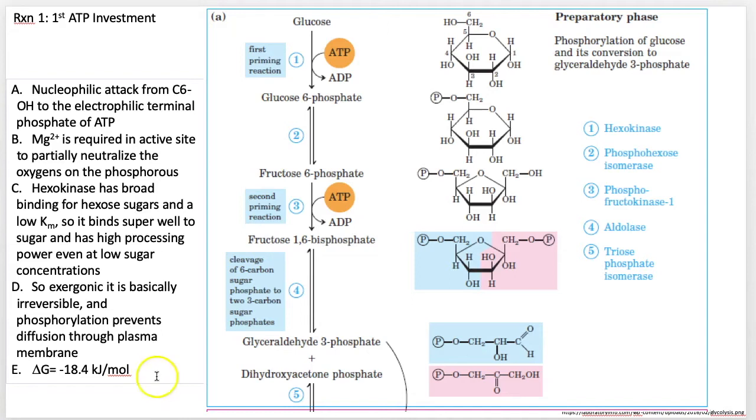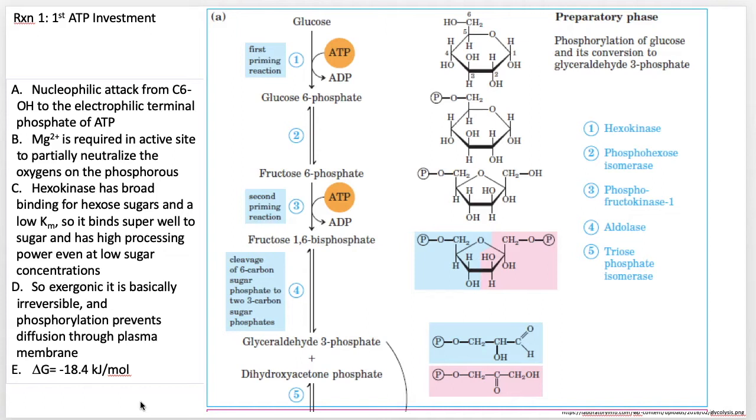It's really, really exergonic, okay? So we've got a nice negative 18.4 kilojoules per mole. That's really, really exergonic. You're gonna just keep an eye on these delta Gs. I don't know if any of them get higher than that. I don't think they do. That's super high. So it's essentially irreversible, even though it technically is reversible, but it's essentially irreversible.